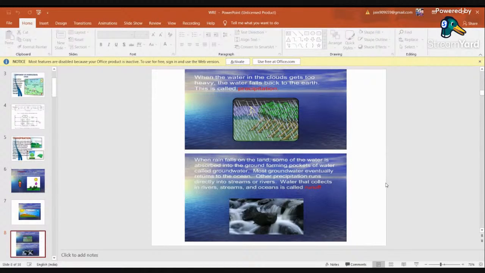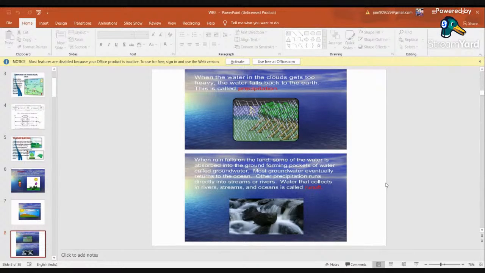The next definition is precipitation. When the water in the cloud gets too heavy, the water falls back to the earth and this is called precipitation.